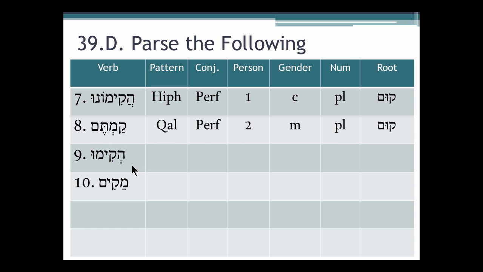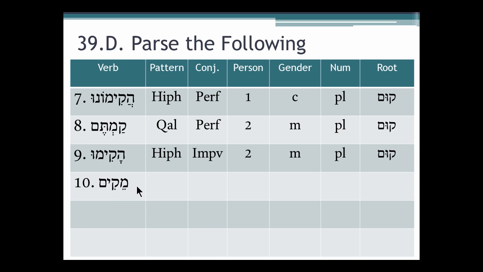Number 9, hakimu. Now here, we have to think a little bit. Hey, is that a prefix? Well, it can be. Discernible lemma, yes, right there. Kum, okay. With a long U. Now, this is not a kal. This is not a hifil perfect because we'd have I class here. It's not a hifil imperfect because hey is not an imperfect prefix. So the only thing it can be is an imperative, a hifil imperative, and the ending tells us it's second masculine plural.